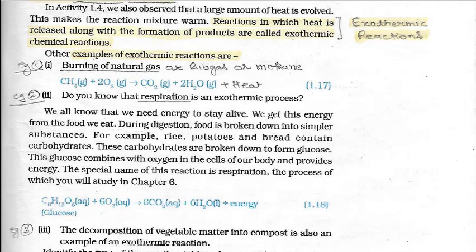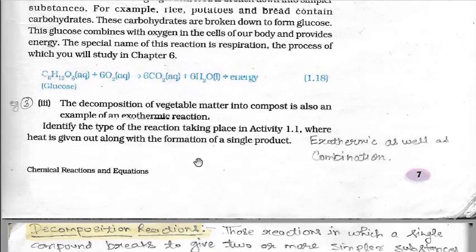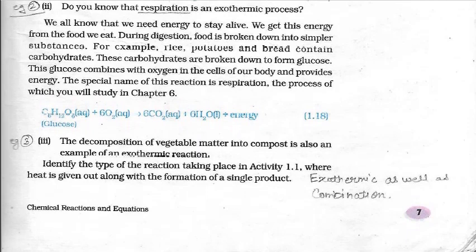Now we have one more example here. Third example, the decomposition of vegetable matter in compost is also an example of an exothermic reaction. You have observed that when you go to any area in which compost is formed, you can feel the heat from that compost. Why? Because when the vegetable matter decomposes, a lot of energy is released. So decomposition of vegetable matter is also an exothermic reaction.